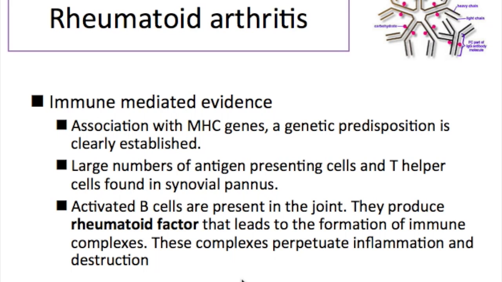We also know that there are large numbers of antigen-presenting cells and T helper cells found in the synovial pannus. We also know that activated B cells are present in the joint and they produce rheumatoid factor. And it's the rheumatoid factor that leads to the formation of immune complexes. These complexes perpetuate inflammation and destruction.